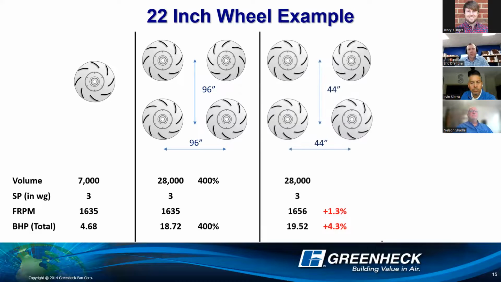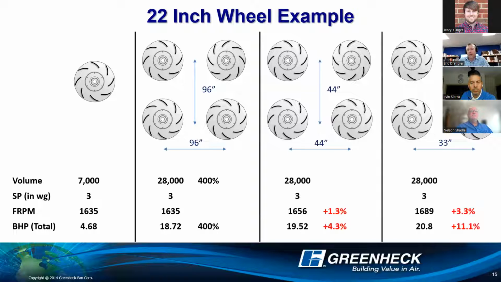If I take those same wheels and I put them 44 inches on center, which is 1 wheel diameter between the 22-inch wheels, you can see we start getting some communication. To maintain that 28,000 CFM at 3 inches, I have to speed up the fans 1.3%, and then the horsepower goes up as the cube of that, so about 4.3% more power. If I put them a half wheel diameter apart, which I've seen many times out in the field, you can see that they start communicating more. We have more losses, so we have to speed up the fans 3.3%, and we get another 11% increase in power to achieve the 28,000 CFM at 3 inches of static pressure.